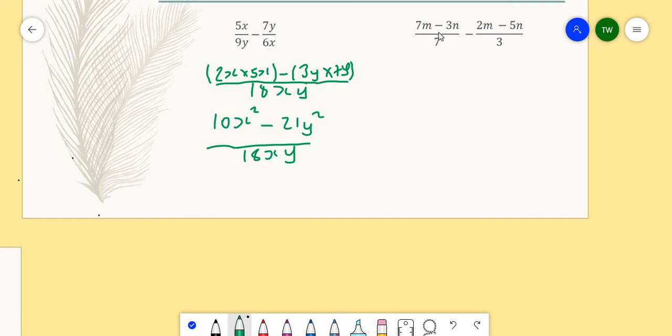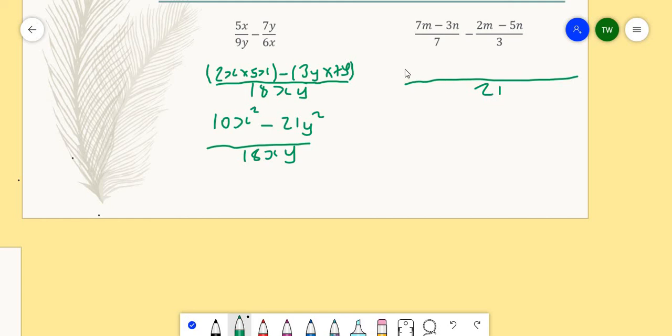Now for this problem, we have (7m minus 3n) divided by 7, subtract (2m minus 5n) divided by 3. So here again, we need to find a common denominator. And a common denominator of 7 and 3 would be 21. We're going to take 7 to divide 21. So 7 into 21, that's going to give us 3.